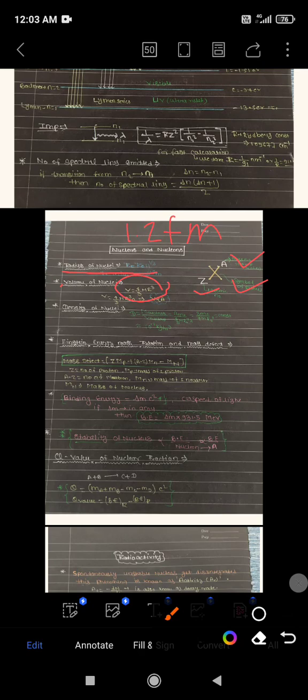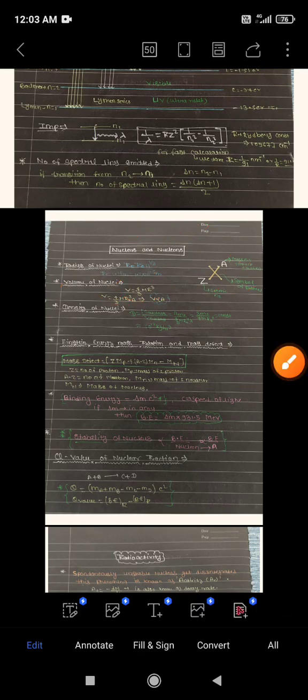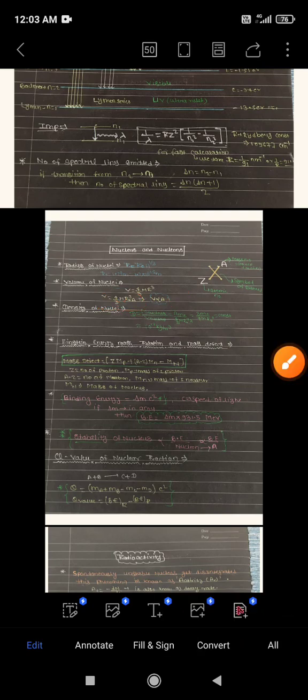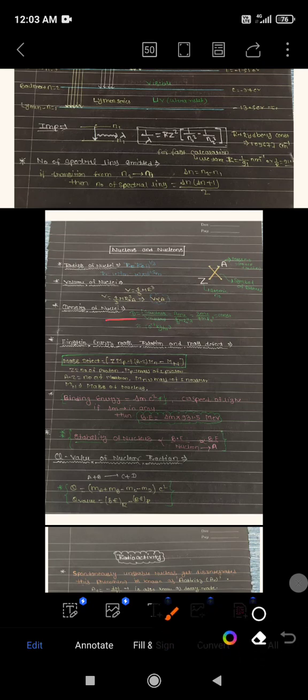Okay, and volume of nucleus is 4 by 3 pi r cube. After putting the value of r cube, we will get 4 by 3 pi r naught cube into A, and its value is constant, so V only depends upon mass number. Okay, so next is density of nucleus, mass of nucleus over volume of nucleus. After putting the value of mass of nucleus and volume of nucleus, we will get a constant value, and density of nucleus is approximately 10 to the power 17 kilogram per meter cube.